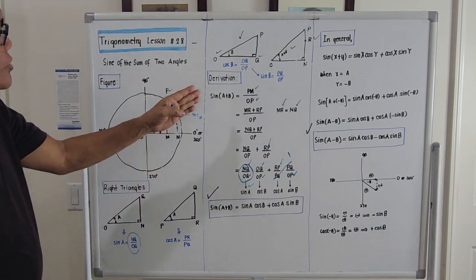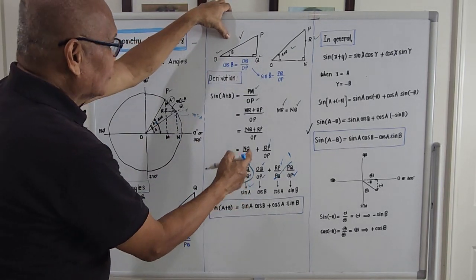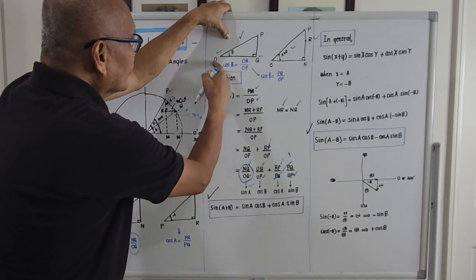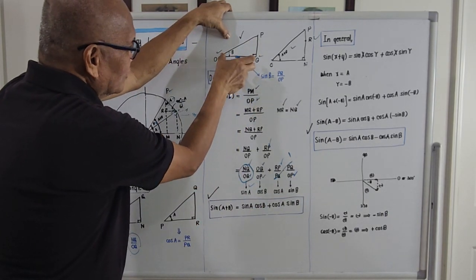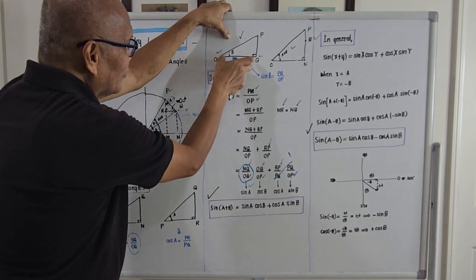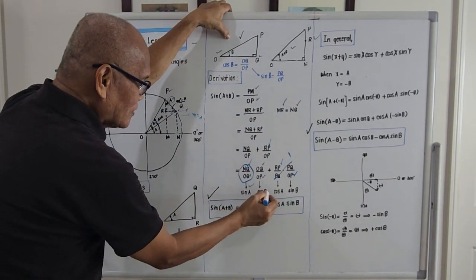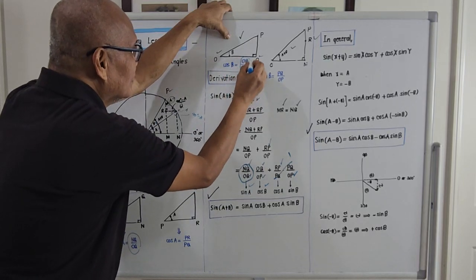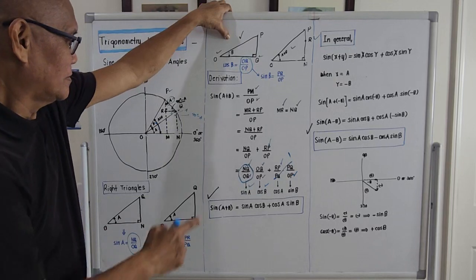What's the next one? Let's go to angle B. Angle B is, what's this? OQ over OP. Considering angle B, this is the adjacent side, this is the hypotenuse. So if we take the cosine of this, it should be OQ over OP. So the ratio OQ over OP is actually cosine of angle B.